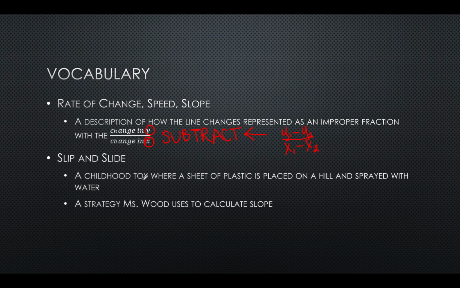All right, so the strategy, slip and slide. What is slip and slide? A childhood toy where a sheet of plastic is placed on a hill, sprayed with water, and so you kind of go slip and slide down the hill. And you'll see this line several times as we do this, but that is why we call it the slip and the slide. And what is slip and slide? It is the strategy that Miss Wood uses to calculate slope. The last blank that you need to fill in is slope.